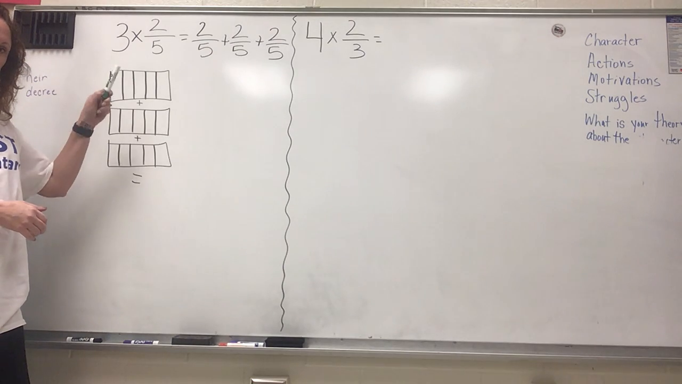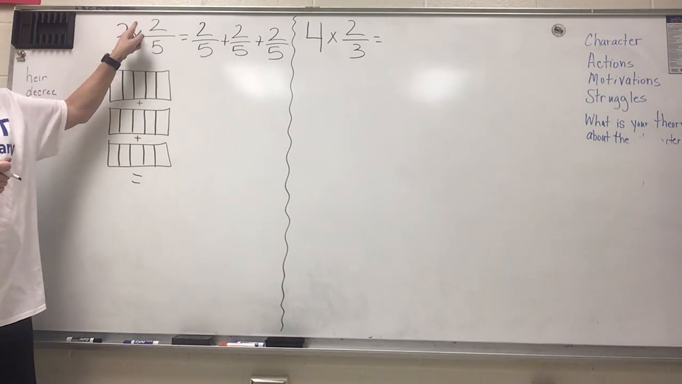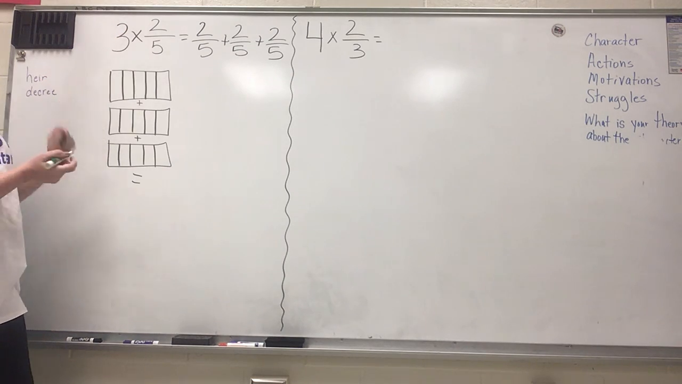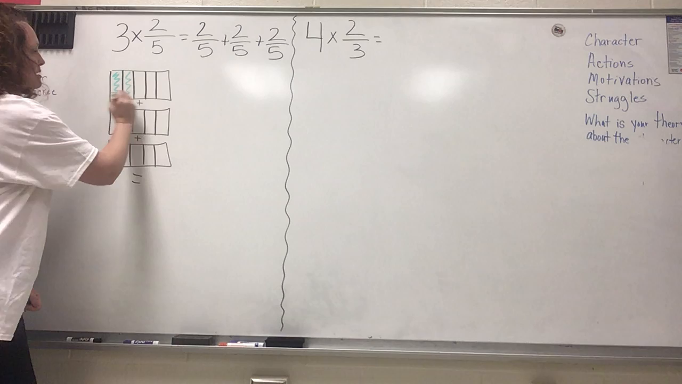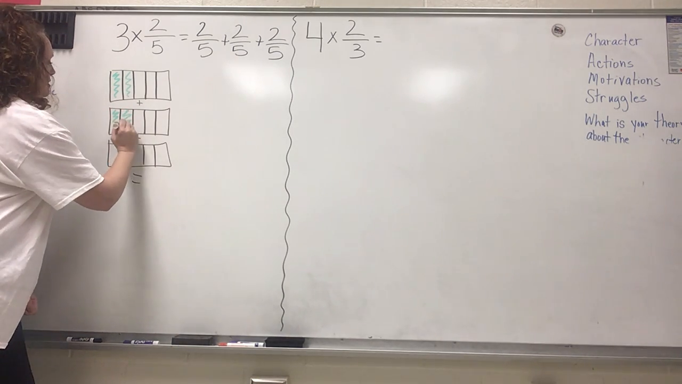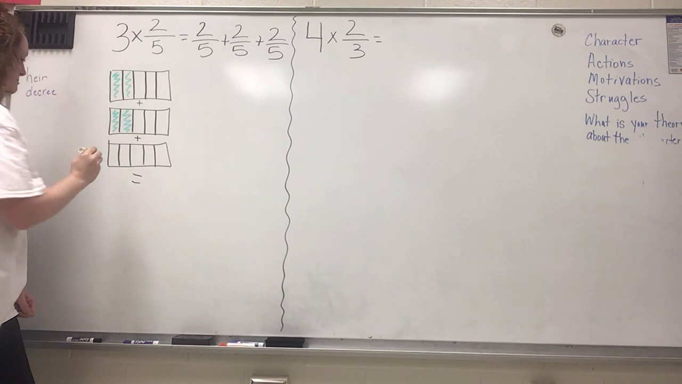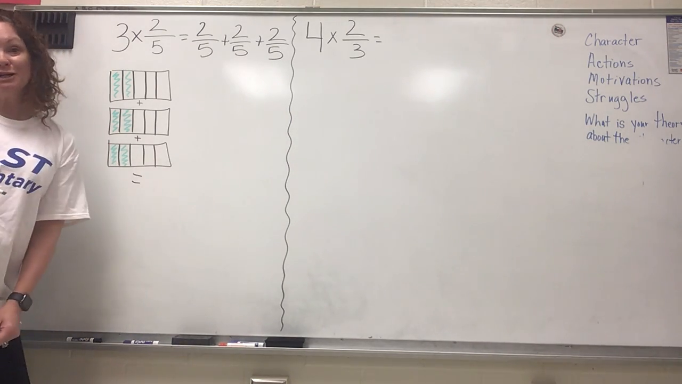Okay. All right, how many do I have in each one of these? Look at my numerator. I have 2. So, 2/5. 2/5. 2/5.